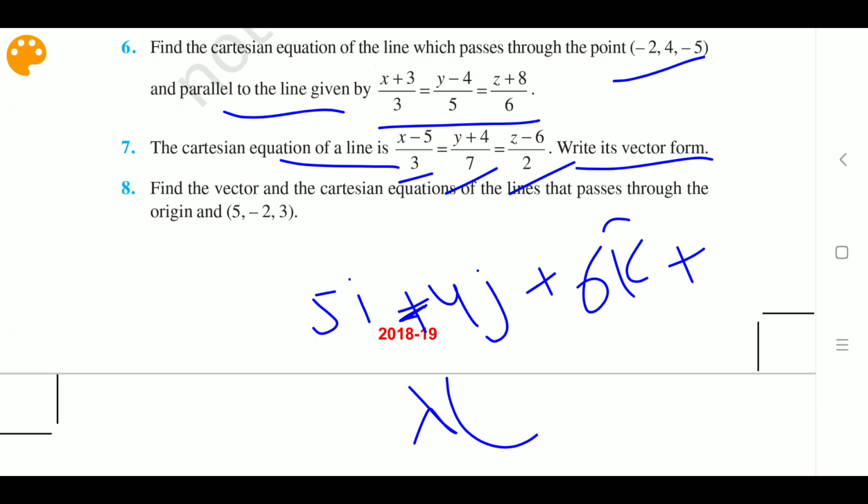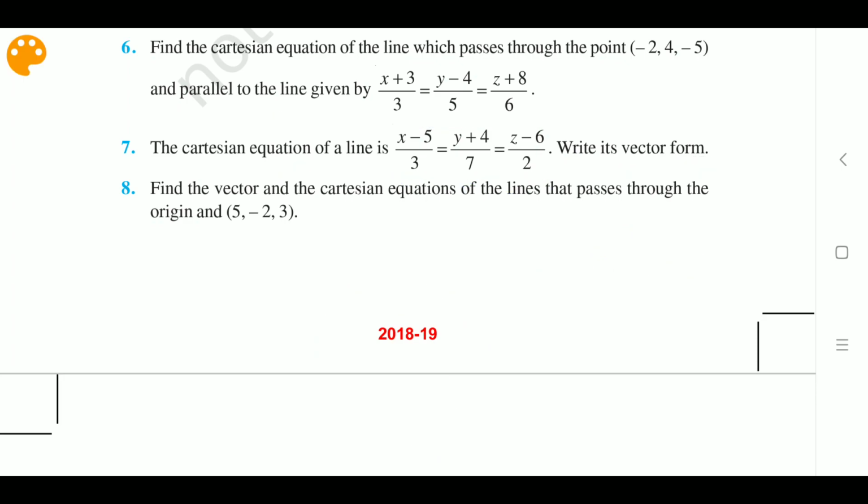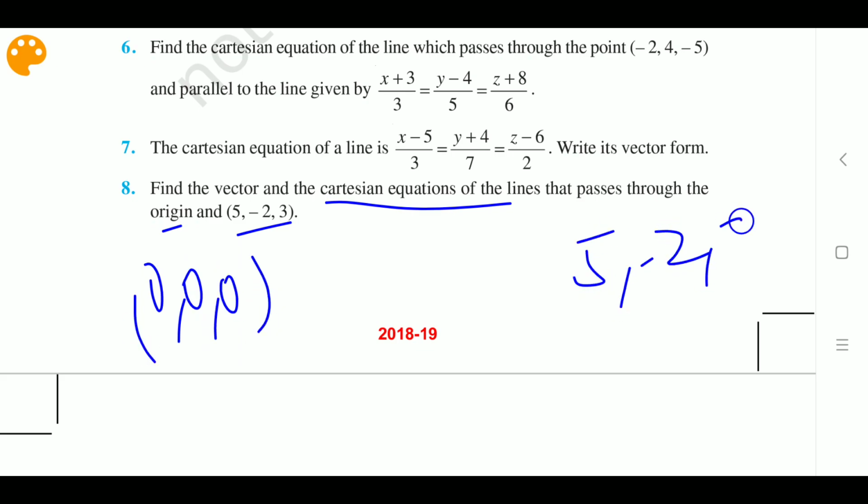Very simple question. Next, find the vector and Cartesian equation of a line which is passing from the origin and this point. So you have origin means 0, 0, 0, and you have this another point, this is 5, minus 2 and 3.